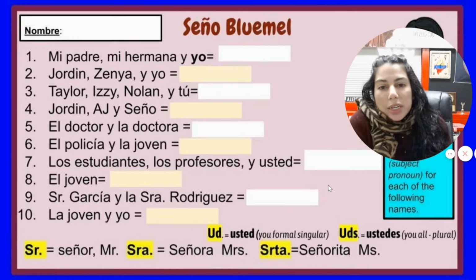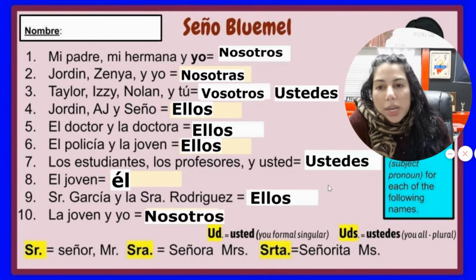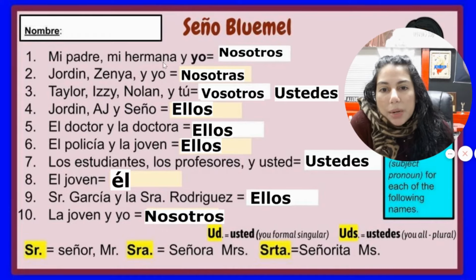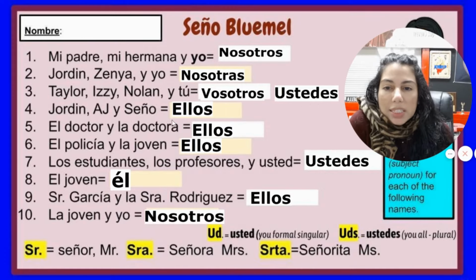So, for example, here we can practice. We have mi padre, mi hermana y yo. It will be nosotros. Jordan, Senia y yo will be nosotras. Taylor, Izzy, Nolan y tú will be vosotros o ustedes. Jordan, AJ y Seño will be ellos. El doctor y la doctora will be ellos.